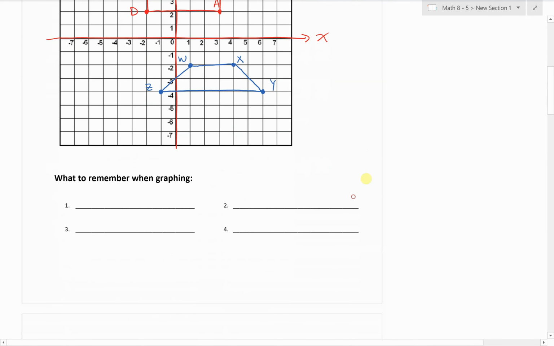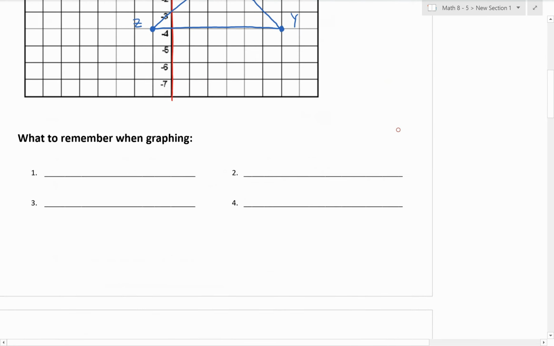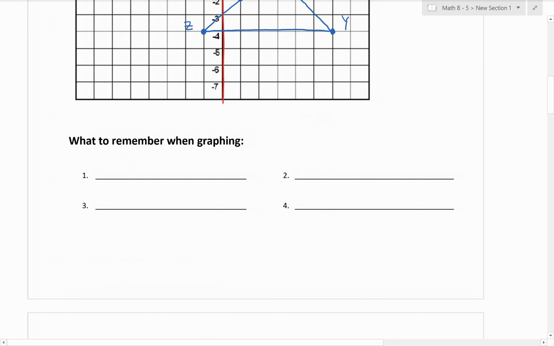But on the next page, first, what you need to do when you graph is you always give the graph a title. So always give a title. That would be the first thing I would do. Okay, so first thing is give it a title. Second thing, label your axes. Label your axes with units.